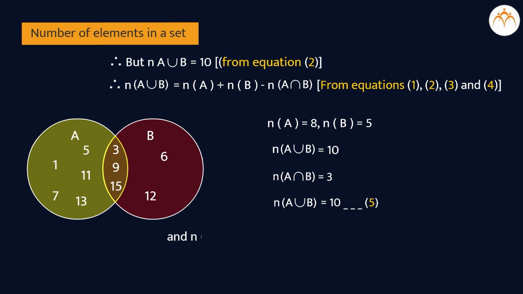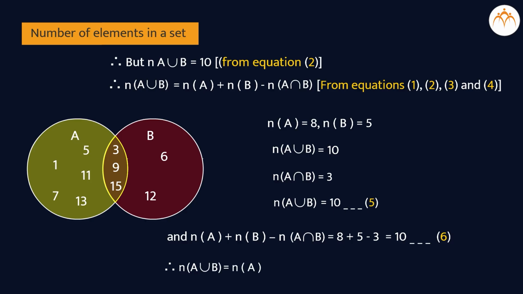Number of elements in set A plus number of elements in set B minus number of elements in set A intersection B is equal to 8 plus 5 minus 3, equal to 10, equation 6. Therefore, n(A union B) is equal to n(A) plus n(B) minus n(A intersection B) from equations 5 and 6.